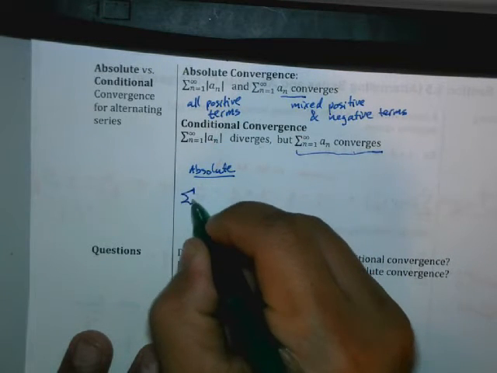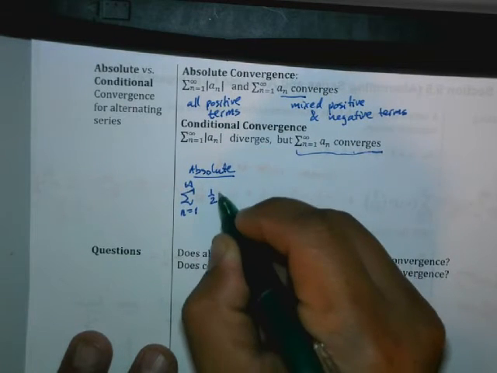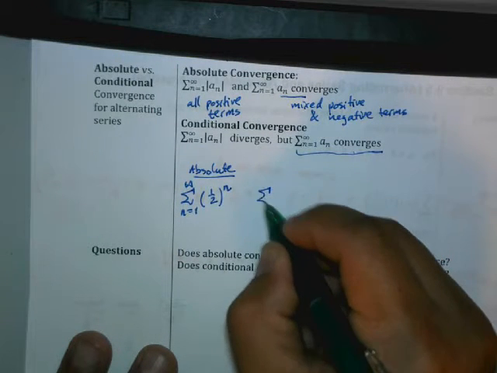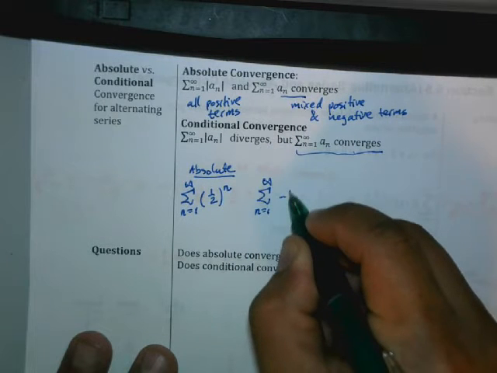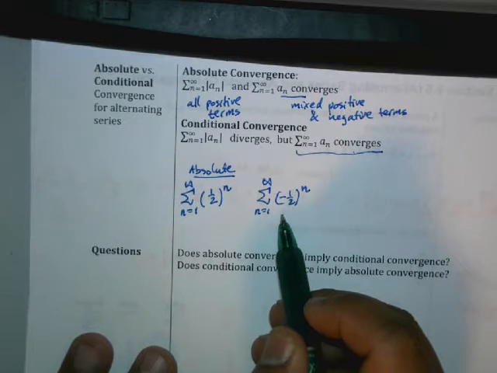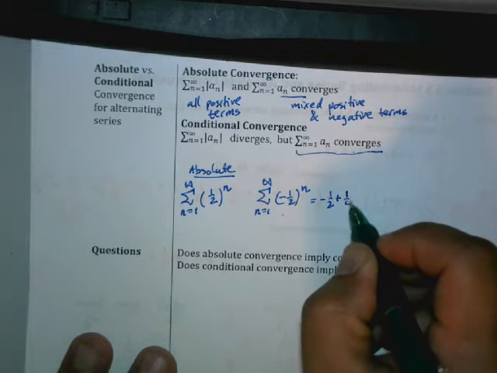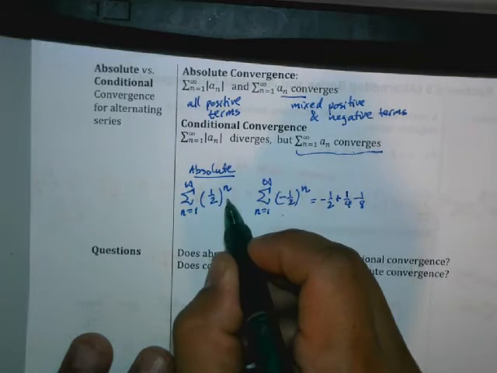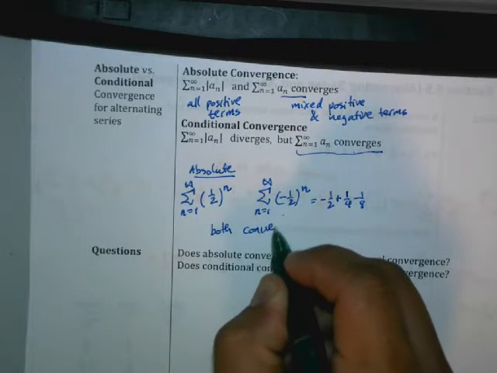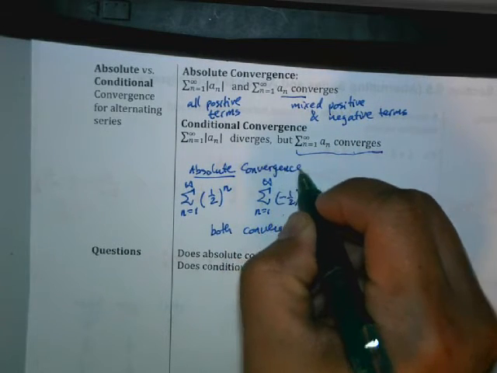So if you consider this series, this is the geometric series, and there are lots of geometric series that we can choose from. If you look at these two series, this series here will alternate between negative 1/2 plus 1/4 minus 1/8. This series here is just 1/2 plus 1/4 plus 1/8, and both of them converge. So this is what is meant by absolute convergence.